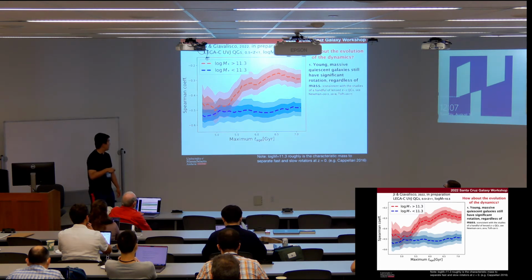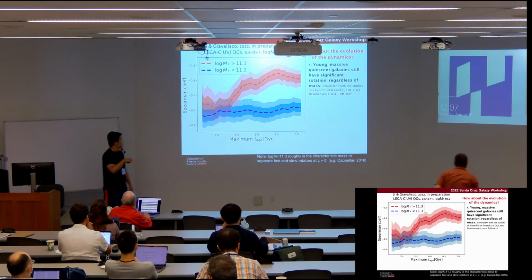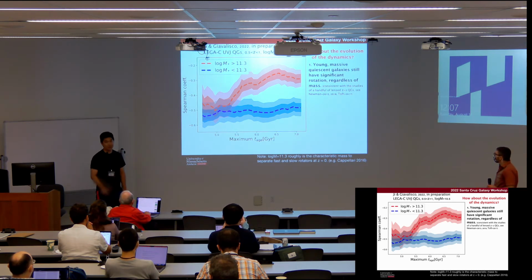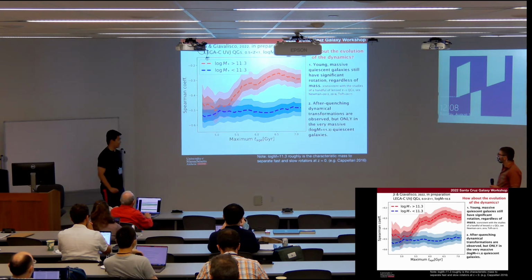So here, as you can see, for very massive galaxies, as we add older and older quiescent galaxies to the test, the negative correlation flattens. While for the lower mass ones, it seems to remain unchanged. This tells us we actually see the after-quenching dynamical transformation, but that's only seen in the very massive galaxies.